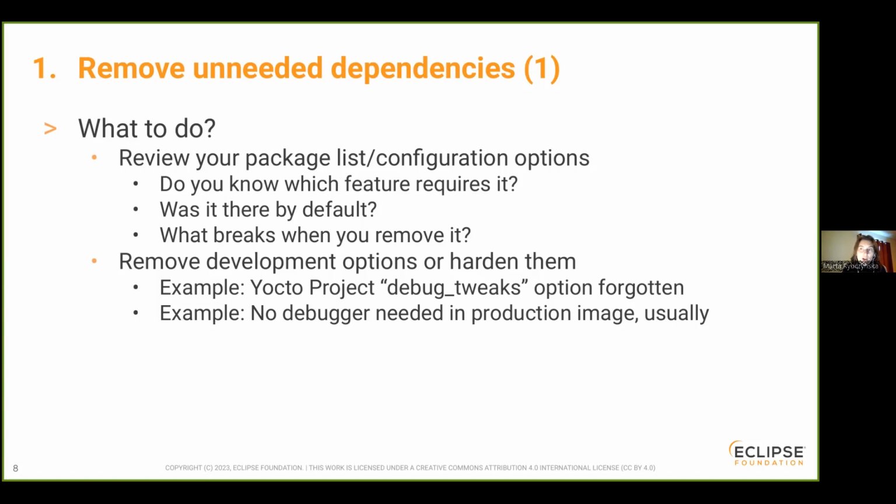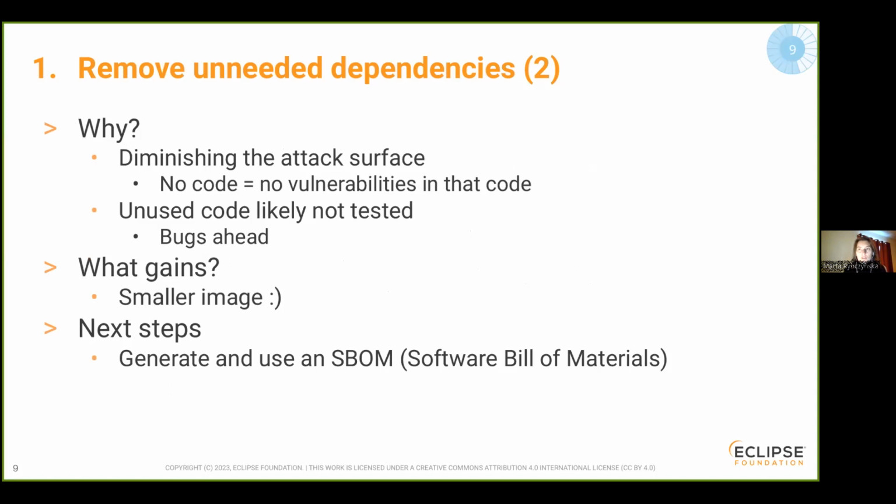And then the other suggestion, look if the debugger or a compiler is in your production image. Usually it shouldn't be. You do not need debuggers and compilers on production images. Now, why do we do that? We are making the attack surface smaller. Attack surface is all those places where the attacker could access your device. The best way to have code without bugs is to make sure that this code is not there.